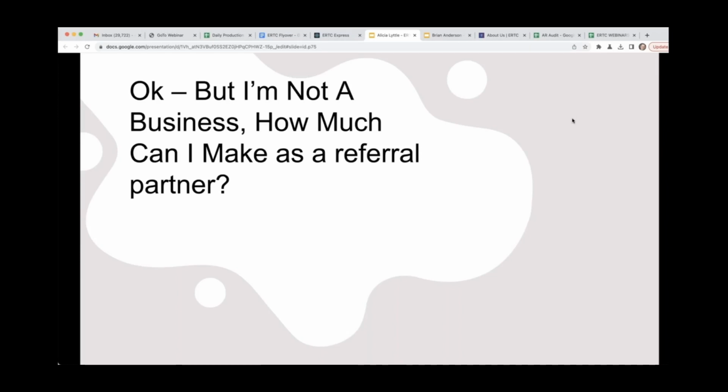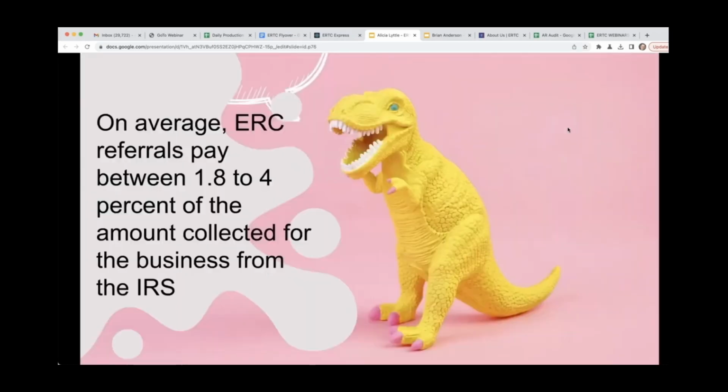So on average, the referrals pay you between 1.8 and 4% of the amount collected for the business. And there are all kinds of reasons why it varies. One is the fee the business pays. If they pay upfront, they pay less. If they defer the payment, they pay more, et cetera, right? All right. So you're making a couple points on however much they're getting.